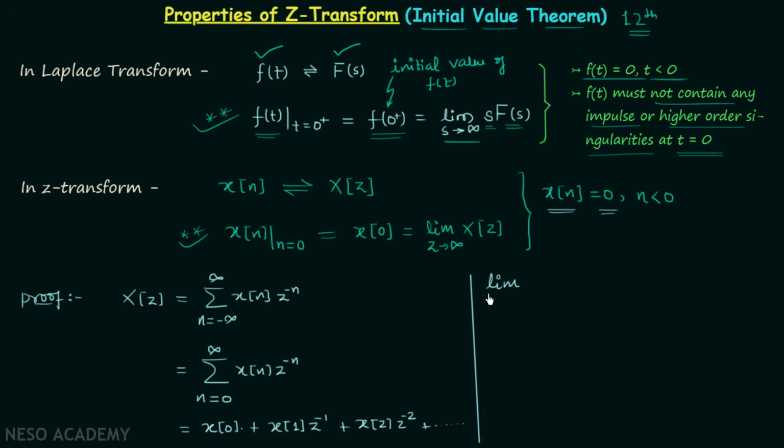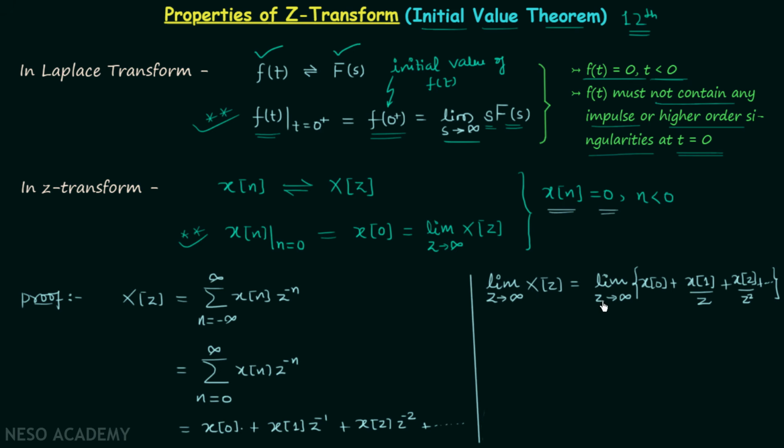Therefore we have limit z tending to infinity X(z) on the left hand side, and on the right hand side we will have limit z tending to infinity inside the bracket x[0] plus x[1] multiplied to z power minus 1, which I can write as x[1] over z. Similarly we have x[2] over z square and so on.